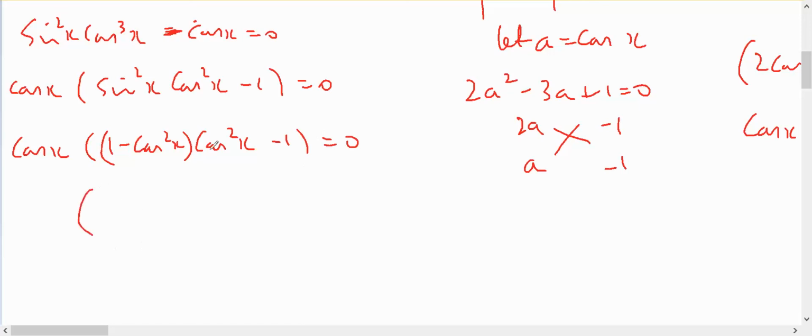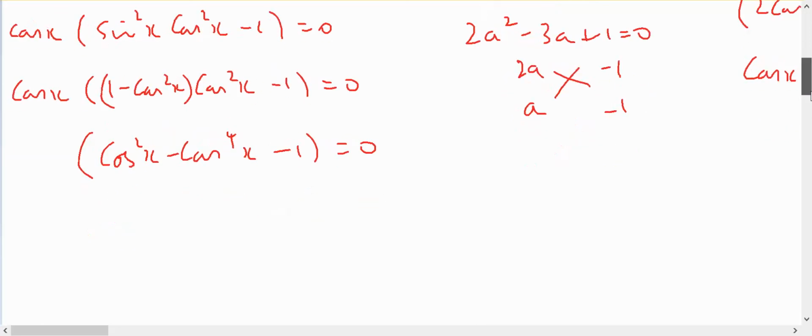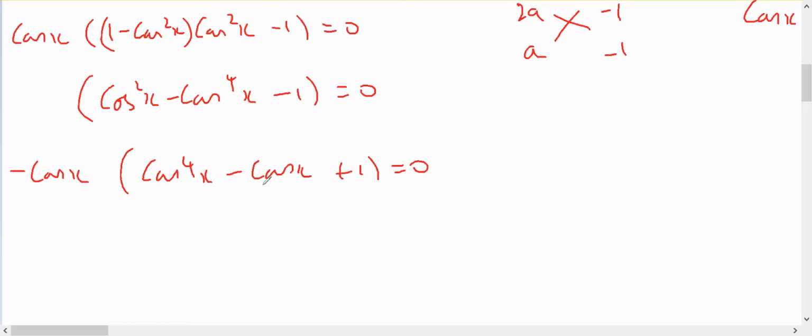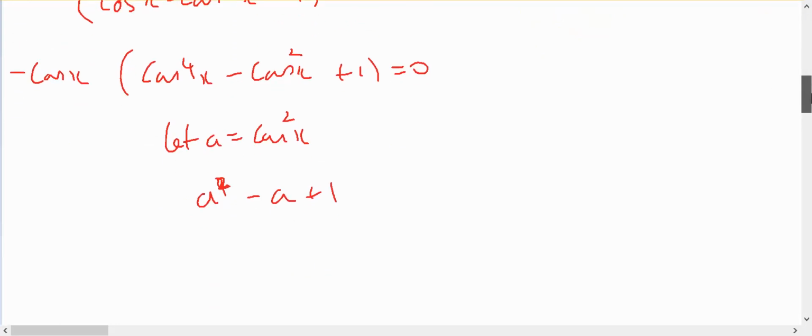And inside here I'm going to have cos squared of x minus the cos to the 4th of x minus 1 equals 0. I could put the negative all the way out the front. Cos to the 4th of x minus the cos squared of x plus 1 equals 0. And I could treat that like a quadratic. Let a equal the cos squared of x. So a squared minus a plus 1, maybe use the quadratic formula to solve that.